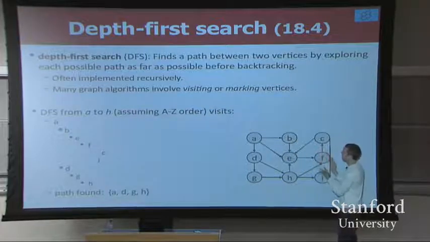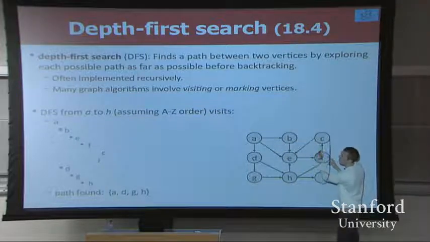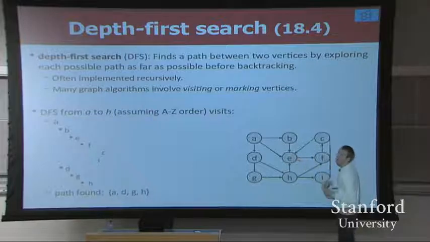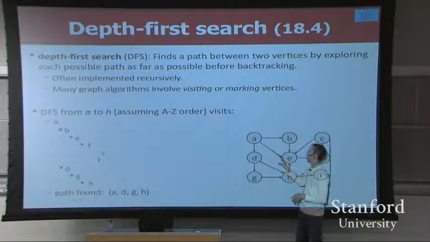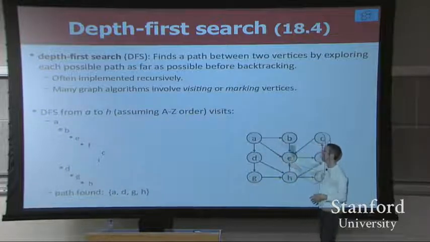There were no other ways I could go from any of those. I guess C gets me to E, but I already went that way. It was already visited. So basically, I backtrack all the way back to A, and then I try some other option. I don't try E, because I already got to E through B.